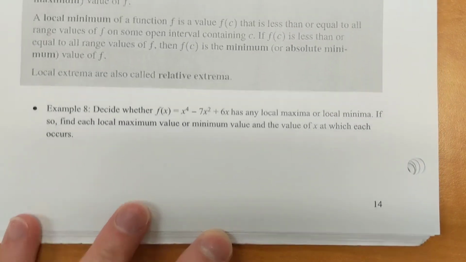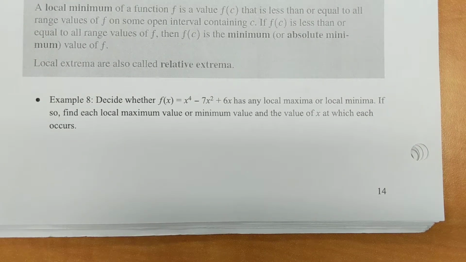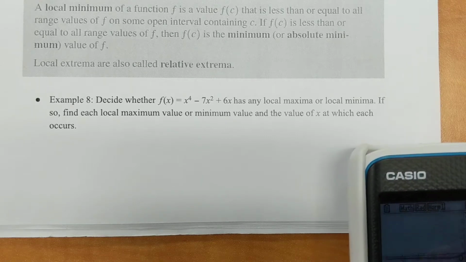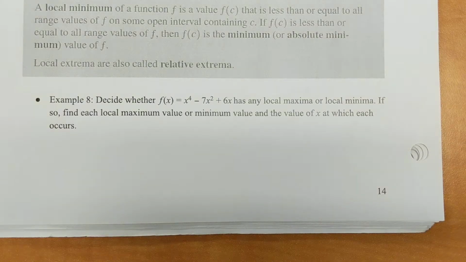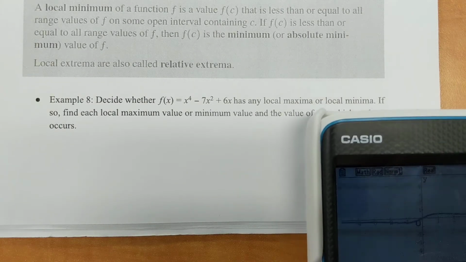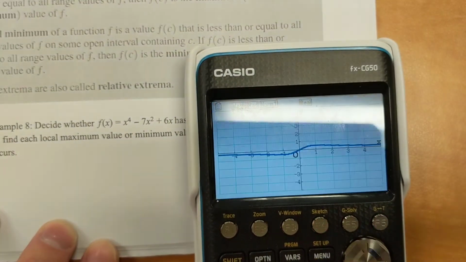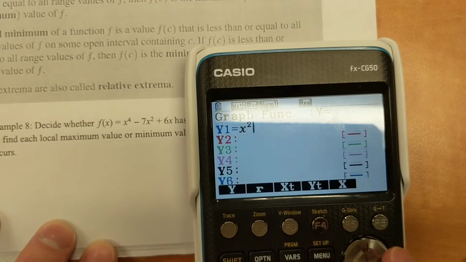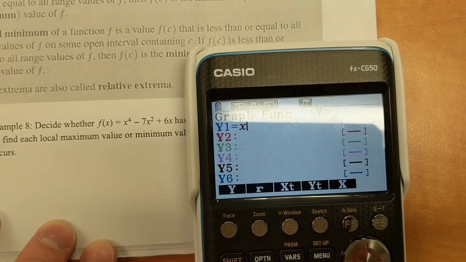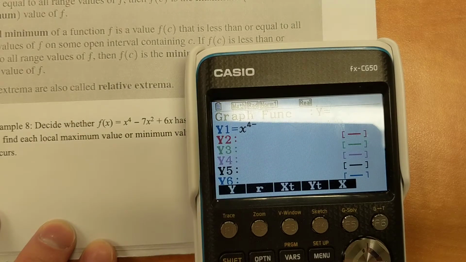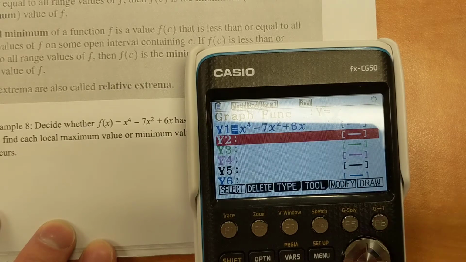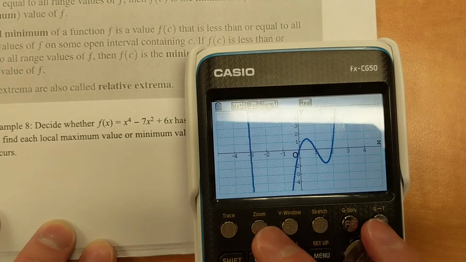All right, so example 8: decide whether that function has any local maximum or minimum. If so, find the local maximum value or minimum value and the value of x at which each occurs. So you're looking for the points at which it happens. So let's see here. Type my equation in: x to the fourth minus 7x squared plus 6x. Draw. So it looks like that.